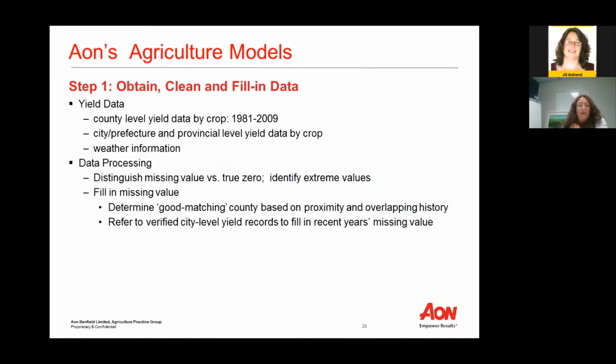Okay, so basically we've got to detrend the data, and first of all you've got to clean it and fill it in, and this takes a long time. You've got issues that people spell things differently.